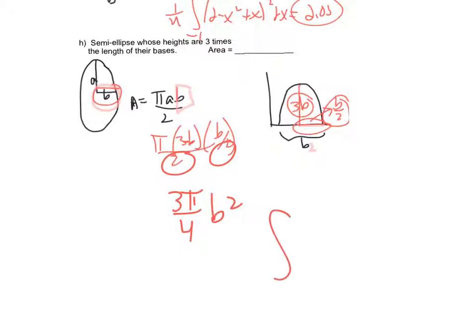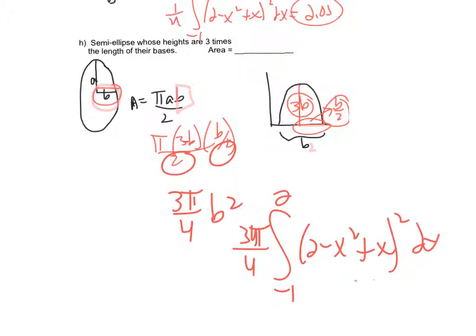So again, you would integrate, pull out the constant, 3 pi over 4, from -1 to 2, of (2 minus x squared plus x), all squared, dx, and you get about 19.08. So again, they'll give you whatever shape your cross-section is going to be, and then you just have to use the formula given. So now you don't have to derive them, you just have to know them.